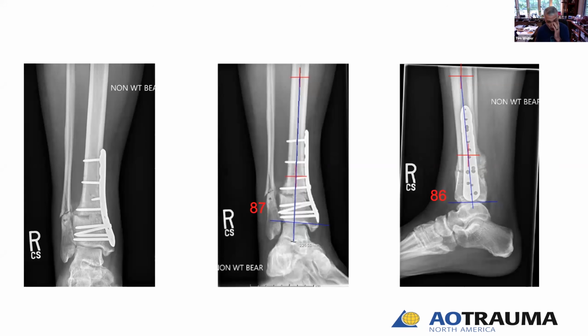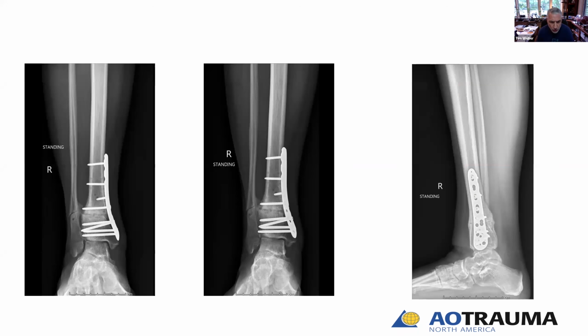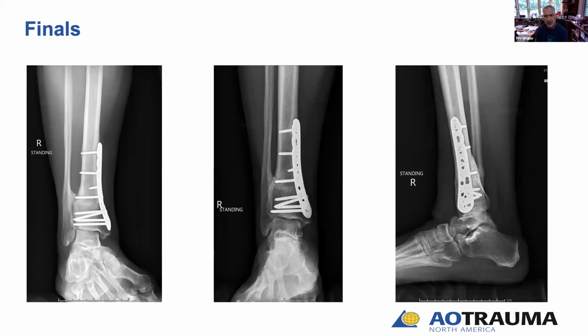This is our post-op alignment, and it's not perfect, but it's much closer to our population norm here. This goes on to heal. And she just recently had her plate out, and she's been pretty happy with this.